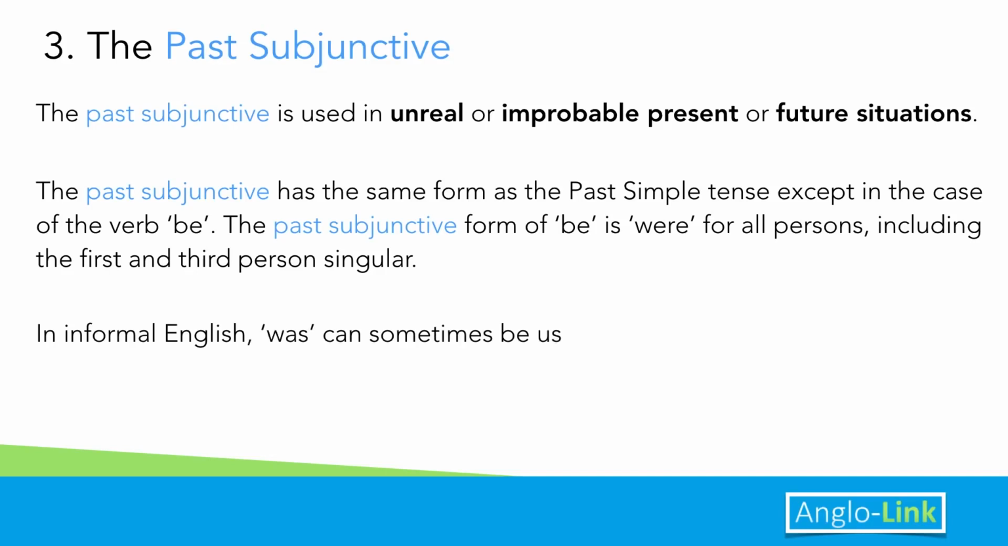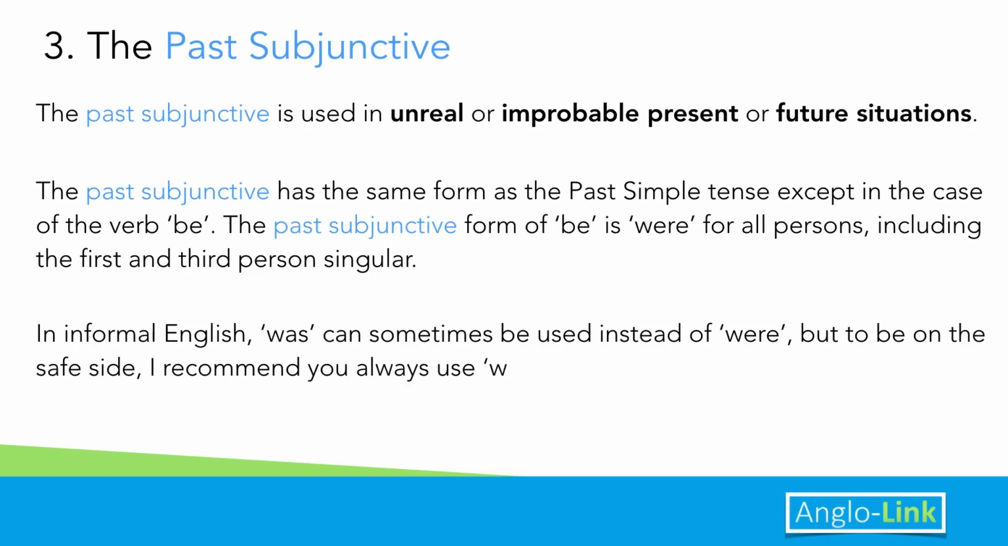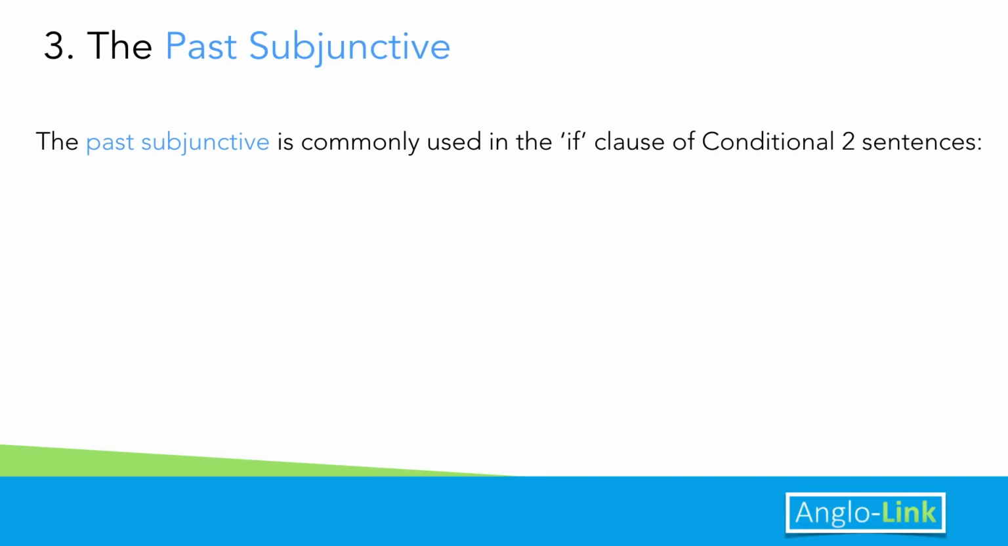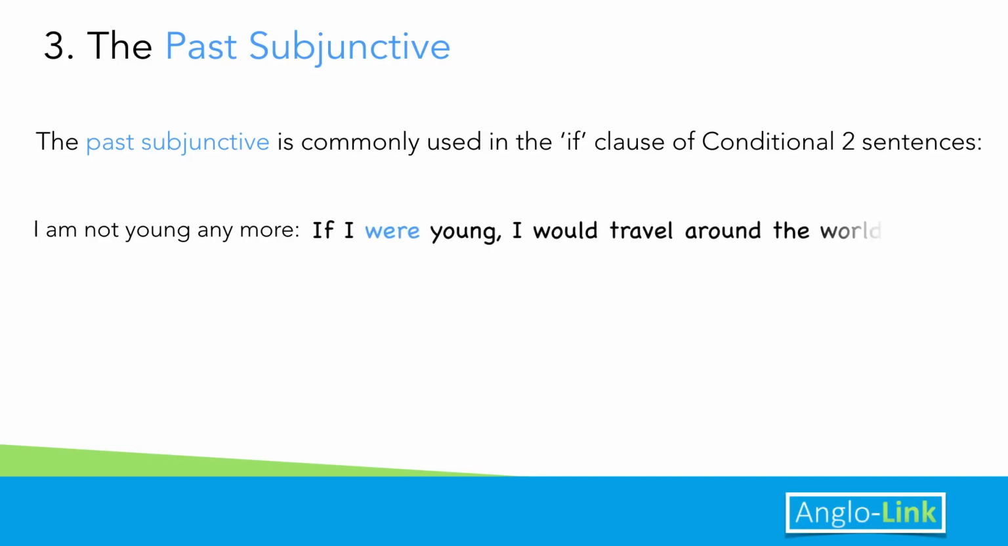In informal English, was can sometimes be used instead of were, but to be on the safe side, I recommend you always use were. Let's look at the usage of the past subjunctive. It is commonly used in the if clause of conditional sentences, a hypothetical situation. For example, I'm not young anymore. If I were young, I would travel around the world.